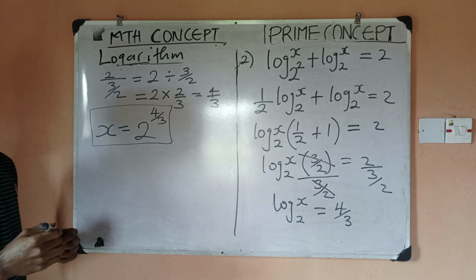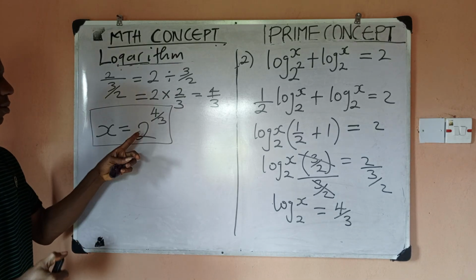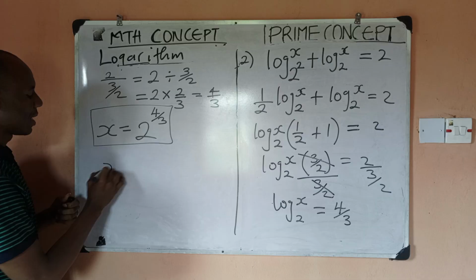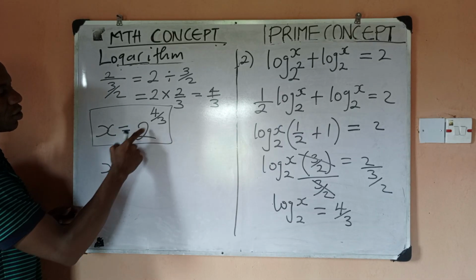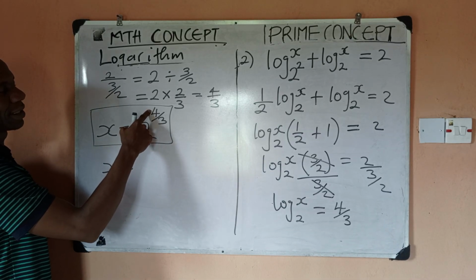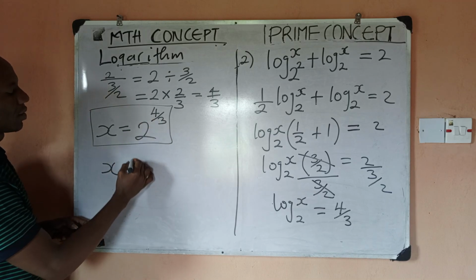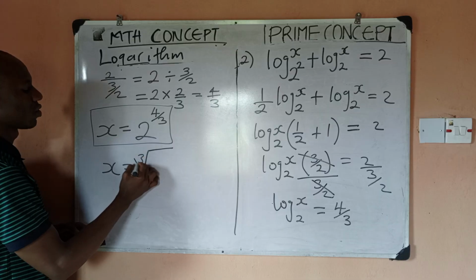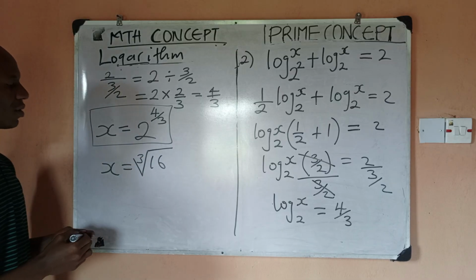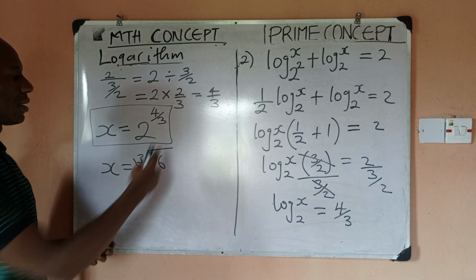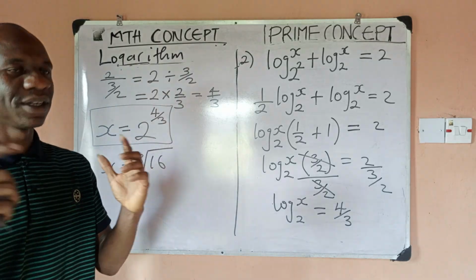I can stop here depending on my exam, or I can still go further by saying that x is going to be 2 to power 4, which is 2 times 2 times 2 times 2, is 16, right? So I can just say the cube root of 16. So this is what I would have. This is my answer. So I believe this is clear.